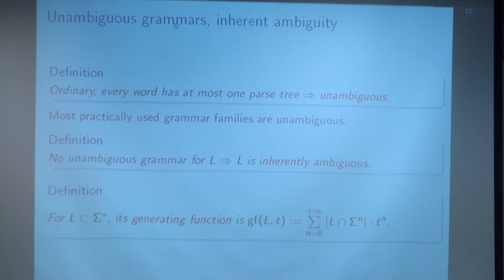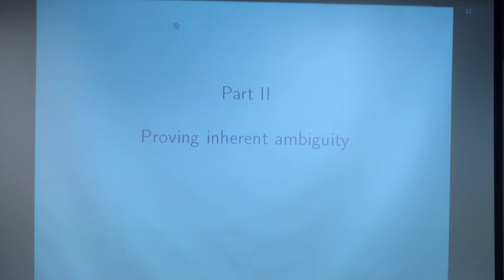And okay, generating functions we will need later. And there are a few ways of proving inherent ambiguity which were known before. And I suggest a new way. So here we discuss the background, how it's usually proved before, and some new results we can prove with our new method.